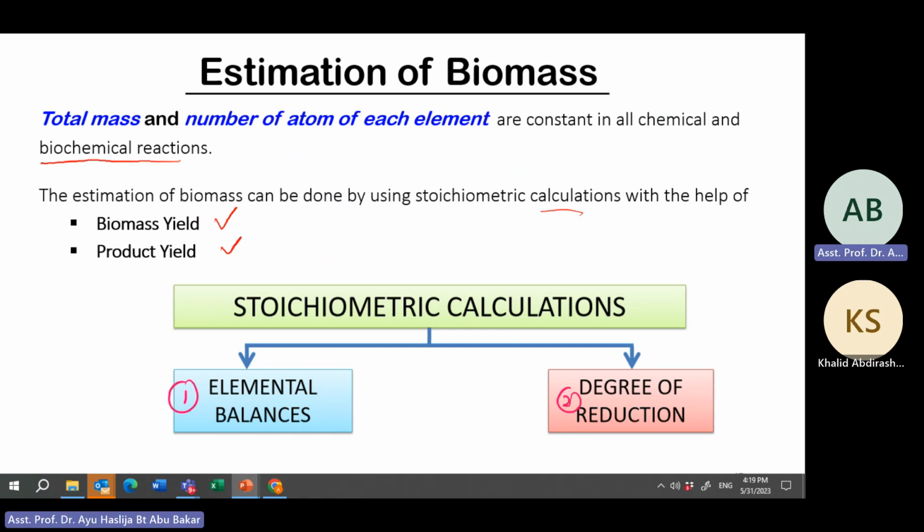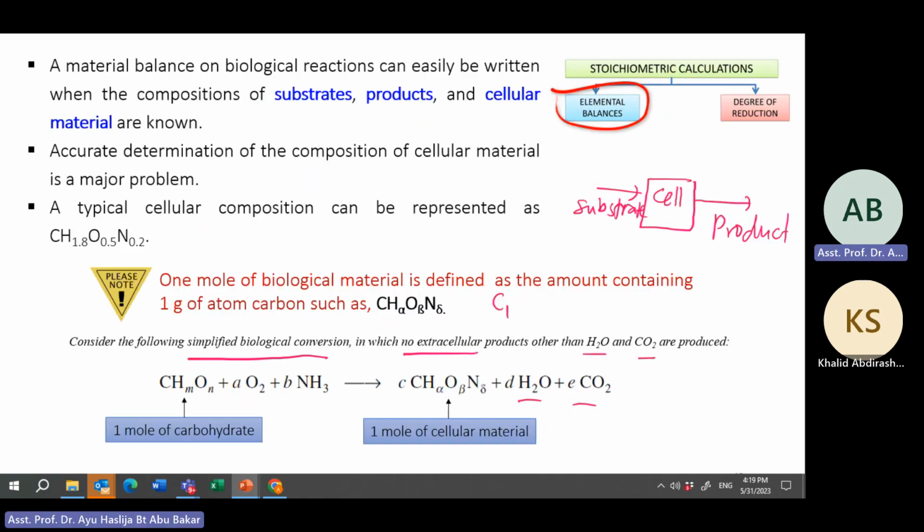Degree of reduction here involves the valence electron, everything. Now we go one by one. In the reaction, we will have substrates, product, and cellular material. This cellular material is the biomass, the X part. A typical cellular composition can be represented by this. This is the general biomass equation. Cellular refers to biomass.